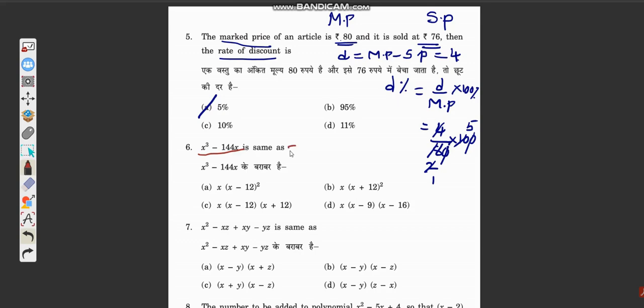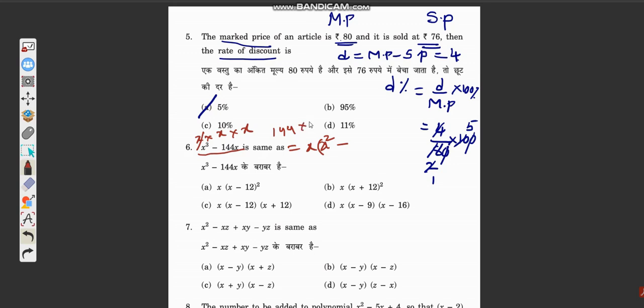Is x cube minus 144x the same as? First take out the x from this expression. If we take out x, in x cube how many x's are there? 3 x's are there: x into x into x. 1 x we have taken out, so how many x's will be left over? 2. X into x means what? X square. Minus 144x means what?